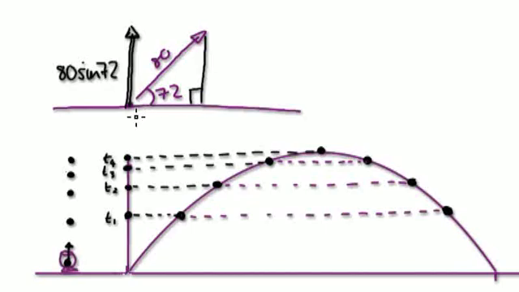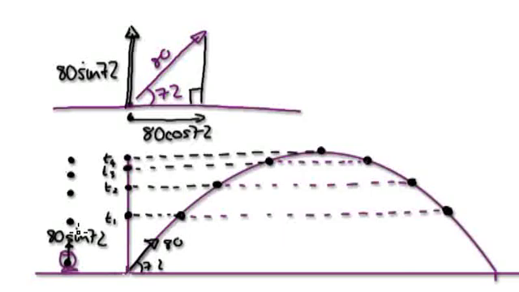Okay, and then you can use trigonometry again to break this down as 80 cos 72. So you see, you firing the cannonball here at 80 at an angle of 72 is the same as me visualizing me firing the cannonball vertically upwards at 80 sine 72.